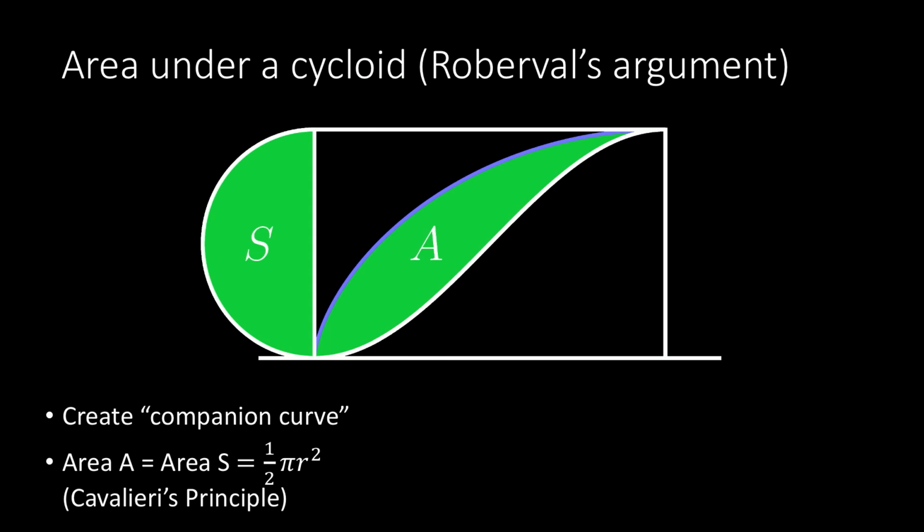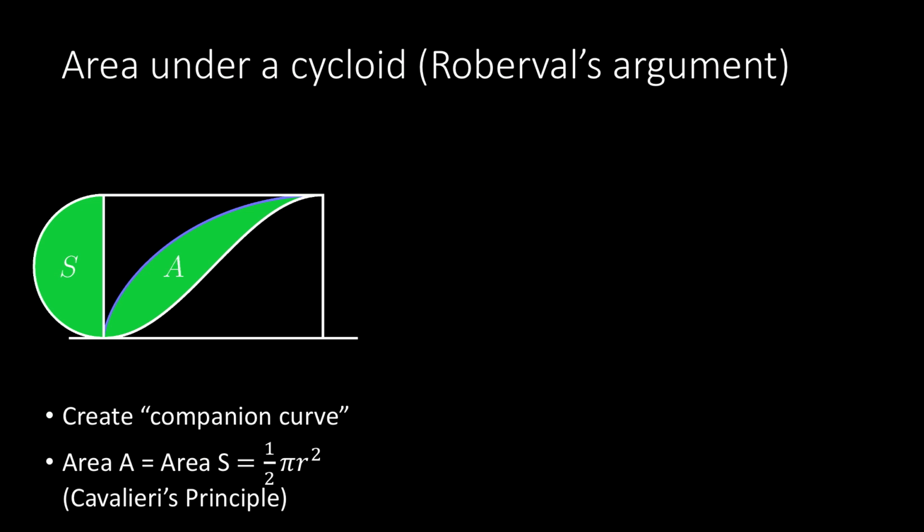So I've labelled them A for the area of the companion curve bit, and S for the area of the semicircle. They are the same. And if the circle has radius r, the total area would be pi r squared. So the area of the semicircle is half pi r squared. So that's one bit of the area we're interested in. We'll just move that over to the side for a moment.